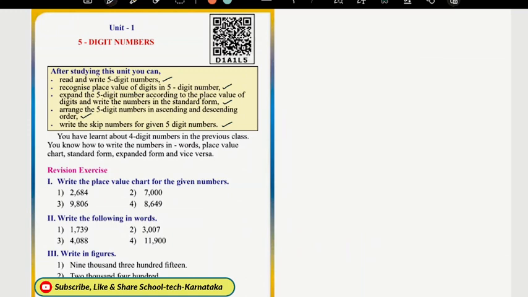The first few exercises are the revision exercises about 4-digit numbers that you have already learned in your previous classes. So let's start with exercise 1. Write the place value chart for the given numbers.